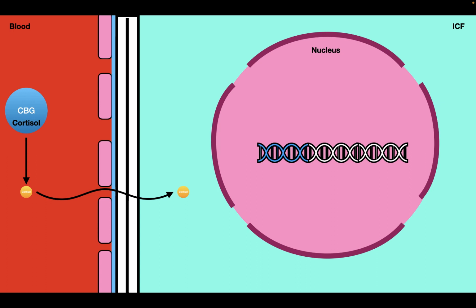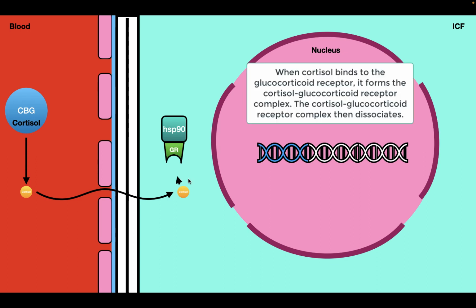So inside the cytosol of cells, we have the glucocorticoid receptor. So the glucocorticoid receptor is a receptor that can bind to cortisol. However, the glucocorticoid receptor is going to be bound to another protein called a chaperone protein. And one example of a chaperone protein is HSP90, or heat shock protein 90. So when cortisol comes into the cytosol, the cortisol is able to bind to the glucocorticoid receptor. And when this happens, this causes HSP90 and the glucocorticoid receptor cortisol complex to dissociate from each other.